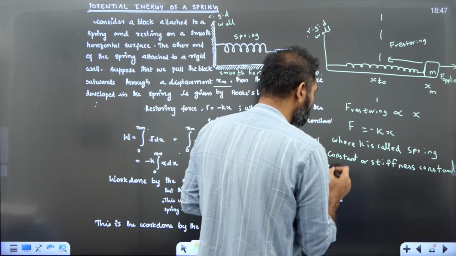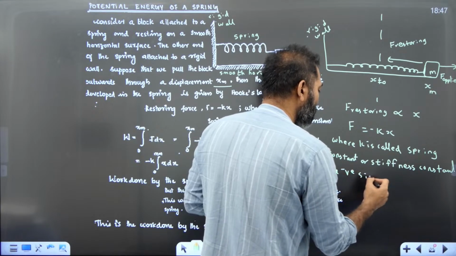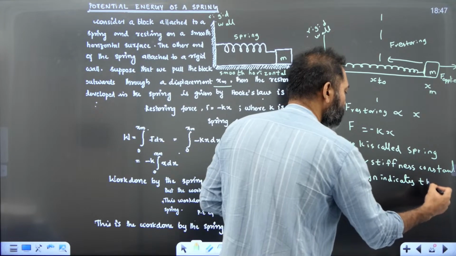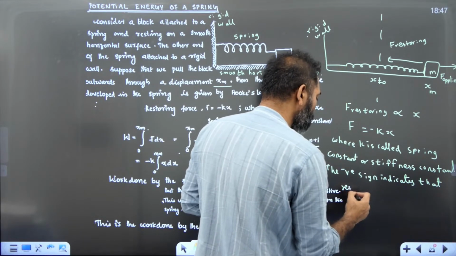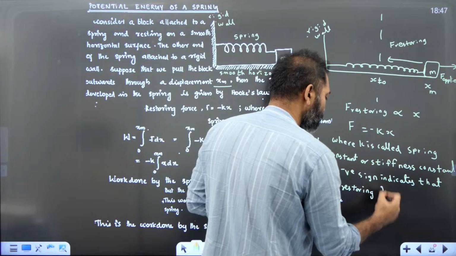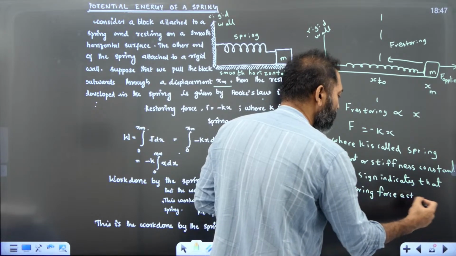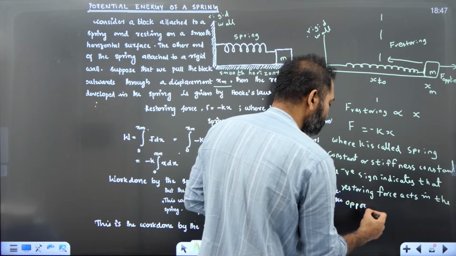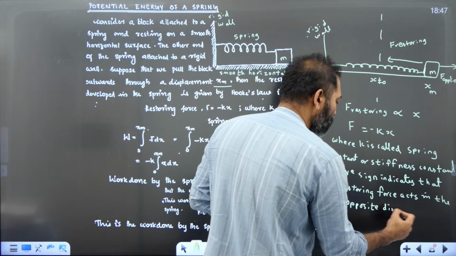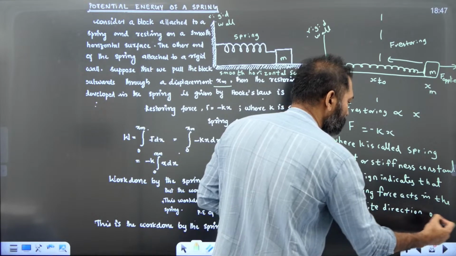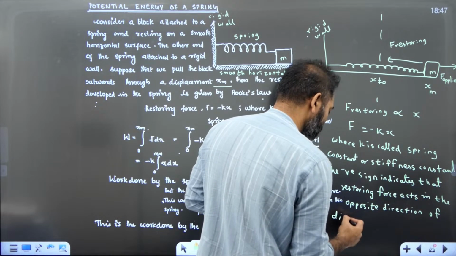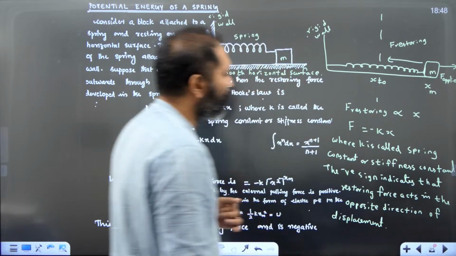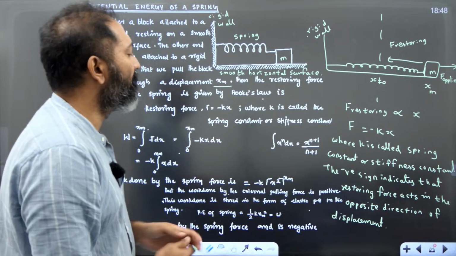The negative sign indicates that the restoring force acts in the opposite direction of displacement. Restoring force acts in the opposite direction of displacement.